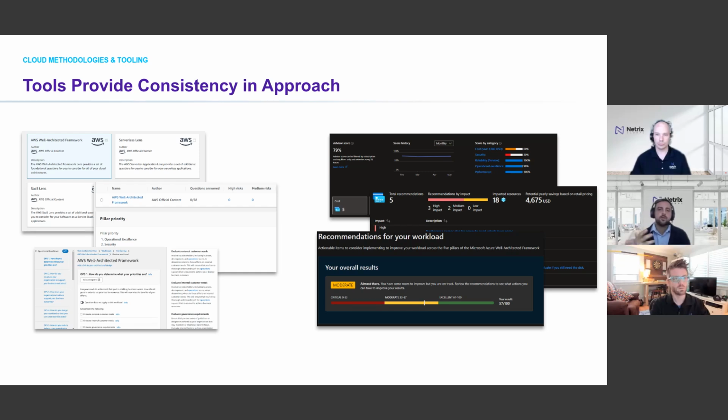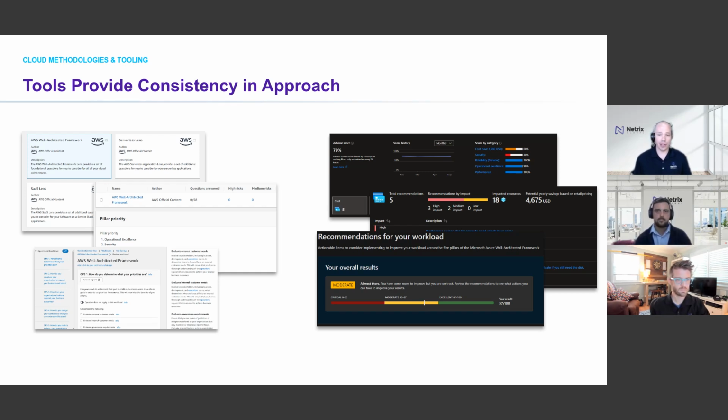Now, Tom will share with us how the report tool works on the Azure cloud. Yeah, thank you for that. And as Gabby mentioned, the capabilities between AWS and Azure in terms of reporting on the well-architected framework are very similar.